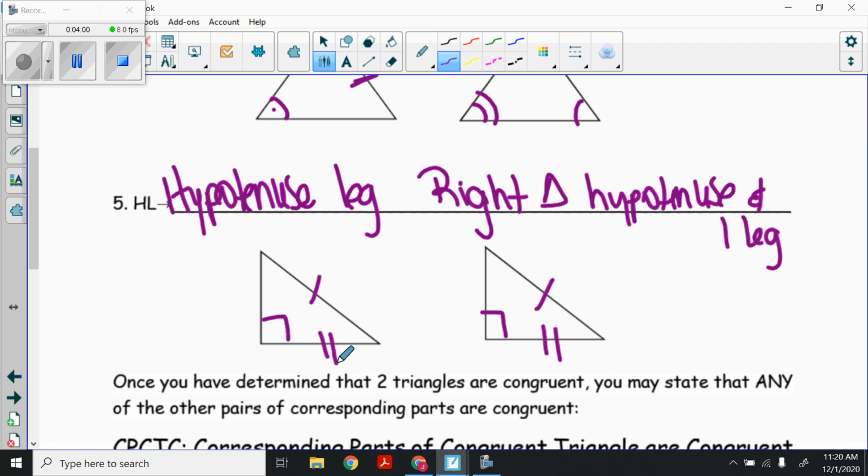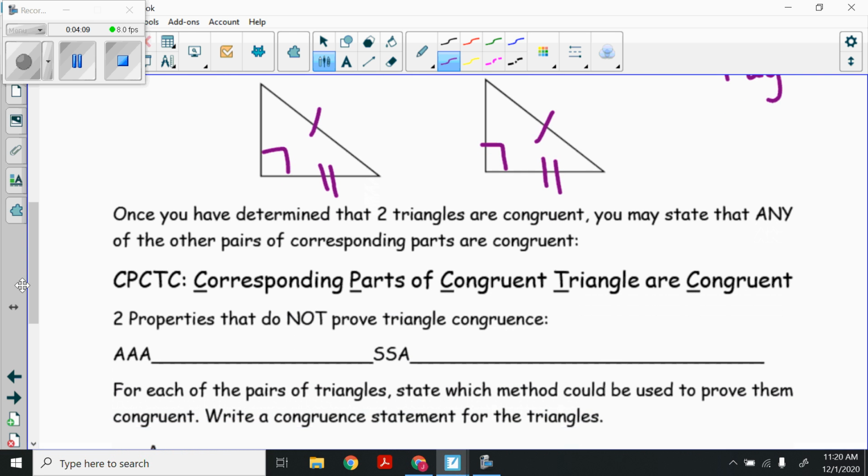Right. So it says, once you've determined that 2 triangles are congruent, you may state that any of the other pairs of corresponding parts are congruent. We learned this abbreviation yesterday, CPCTC. Corresponding parts of congruent triangles are congruent. We have 2 properties that do not prove triangle congruence. The first one is AAA. That stands for angle, angle, angle. So just because I know the 3 angles does not mean that the triangles are going to be congruent.